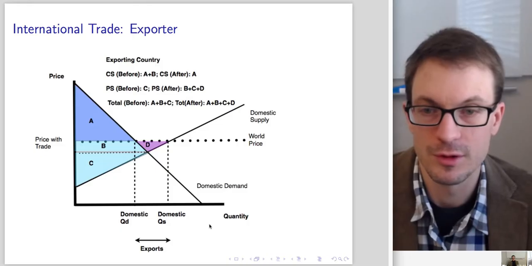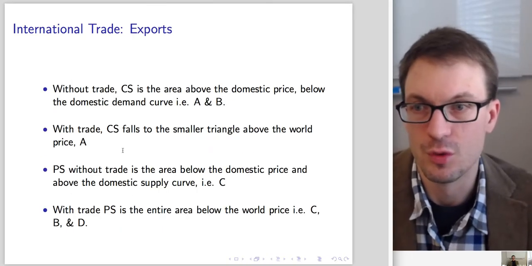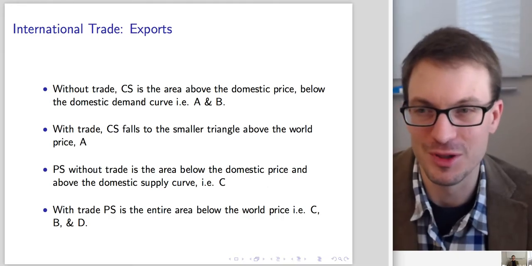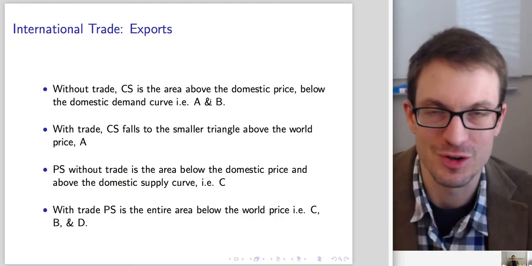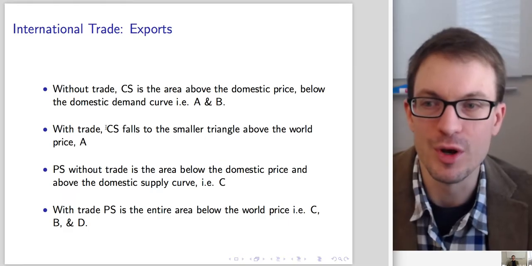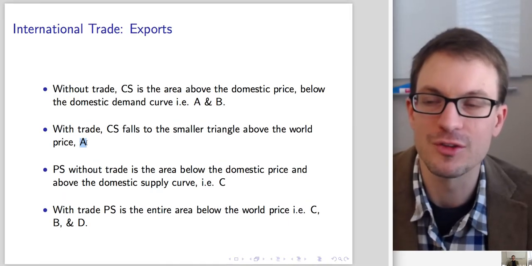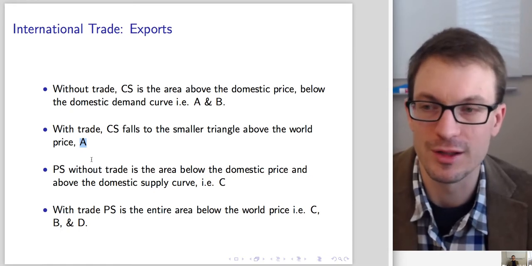Okay. All right. Without trade, consumer surplus is the area above the domestic price, below the domestic demand curve. We know what consumer surplus is. We saw area AB. With trade, consumer surplus falls to the smaller triangle above the world price. That's because domestic consumers are paying more and getting less.